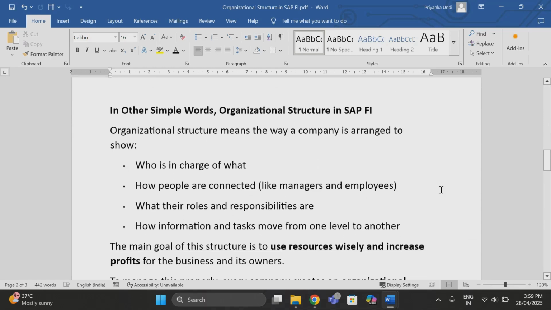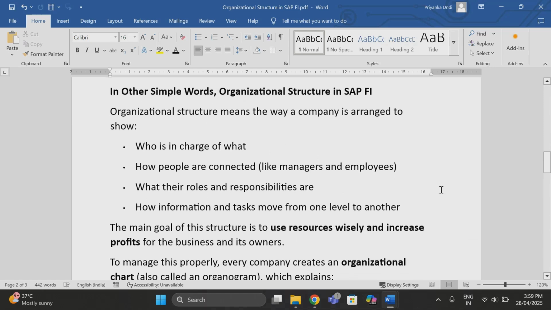In other simple words, to understand the organizational structure in FI: organizational structure means the way a company is arranged. Who is in charge of what, and how people like managers and employees are connected. How information is passing, what their roles and responsibilities are, and how information and tasks move from one level to another. For these reasons we should have an organizational structure.